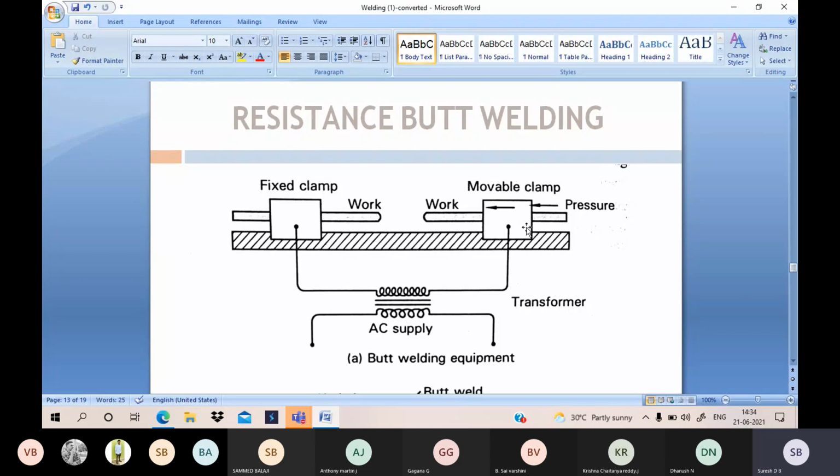The other workpiece is fixed on the right side of the bed. Due to a movable clamp on top of the bed, this workpiece moves left to right or right to leftward direction. Once the movable workpiece contacts the fixed workpiece, due to this external force, both the pieces are rigidly joined. Here we are not using any electrode, either consumable or non-consumable. This type of welding is called a butt welding.